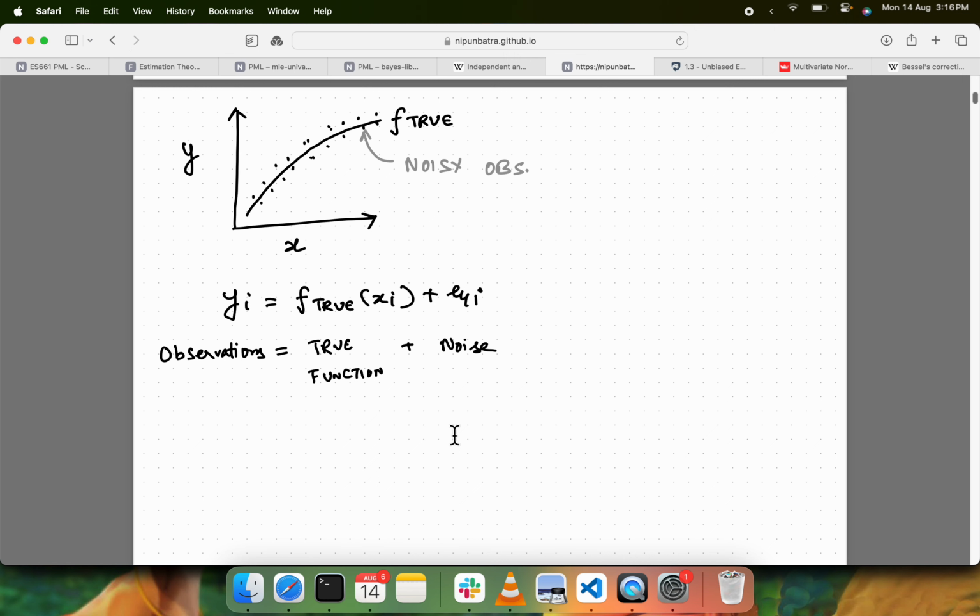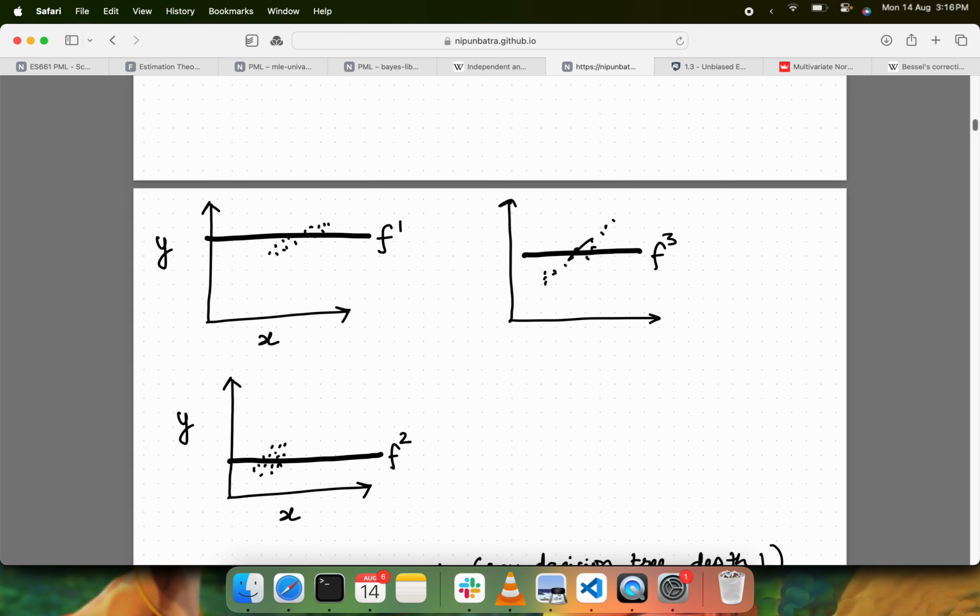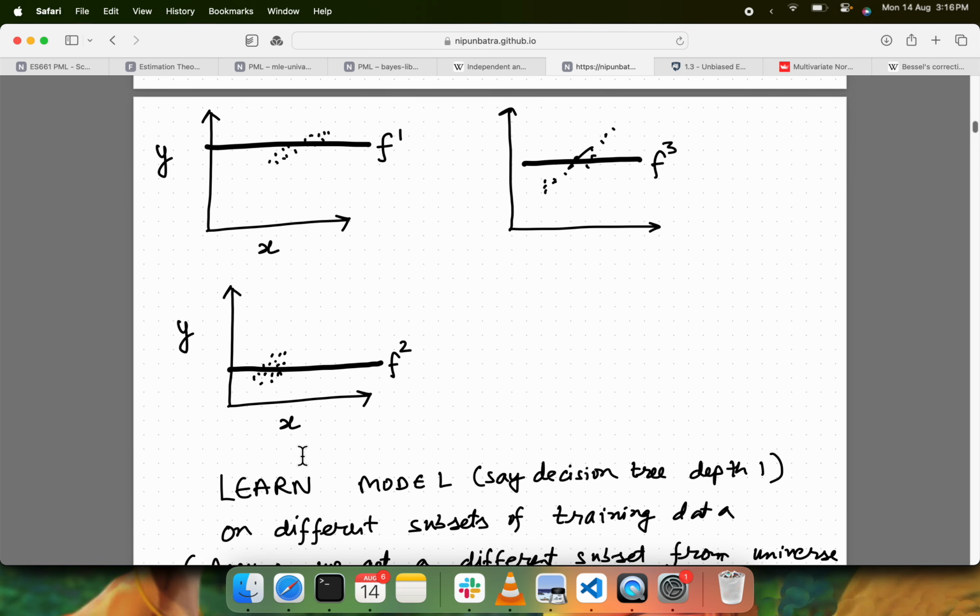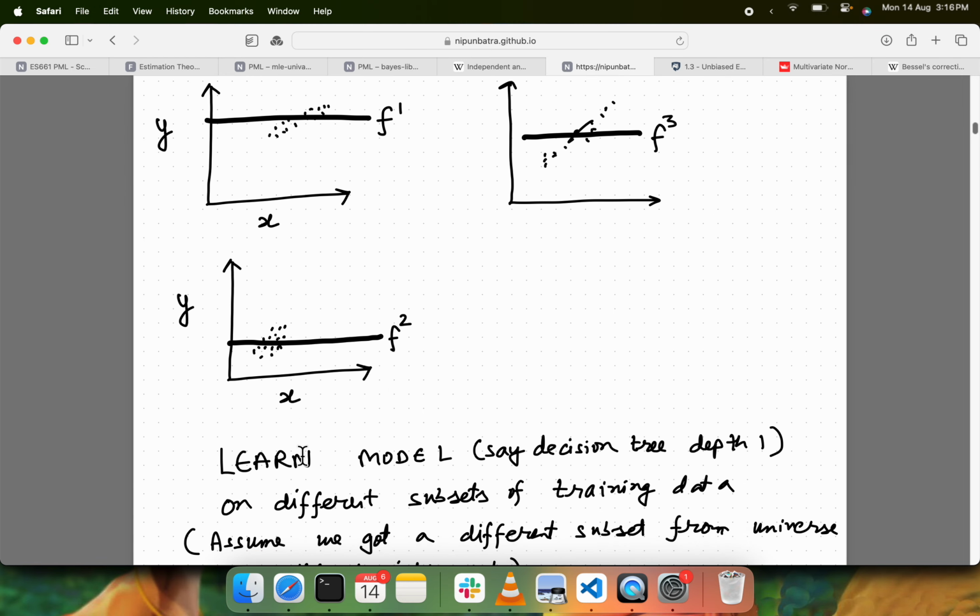So essentially in machine learning, we are trying to obtain some estimate of the true function. That should always be our goal, right? We want to get as good as possible an estimate of the true function. So our goal is to get some f hat which is very close to f true, right? Let's consider a very simple function, a decision tree of depth 1. Now, again, we could have been given the entire population, but we are never given the entire population. We are always given a sample from the population.